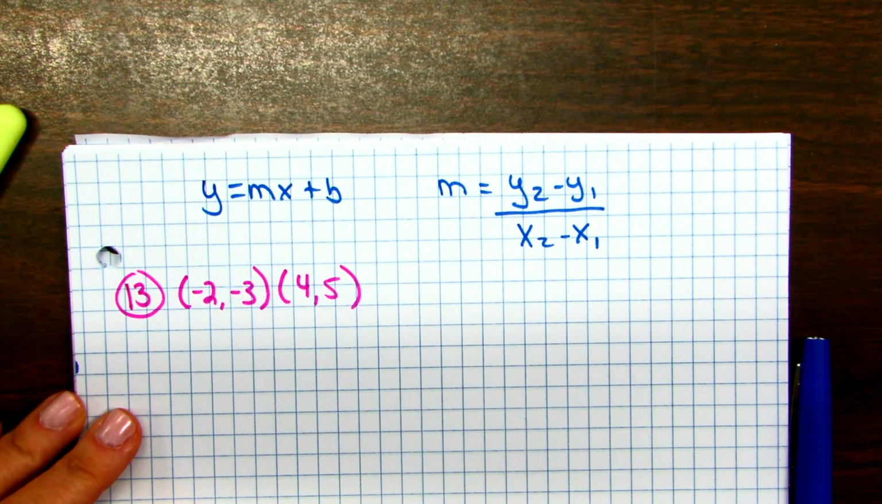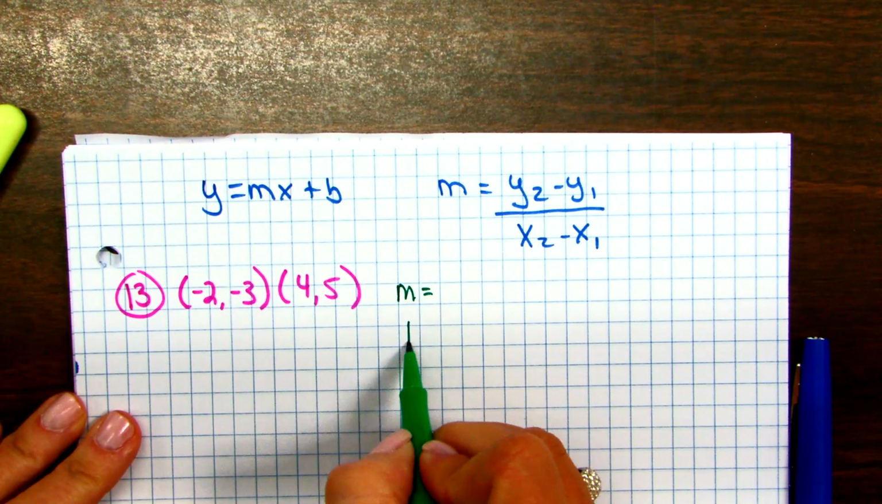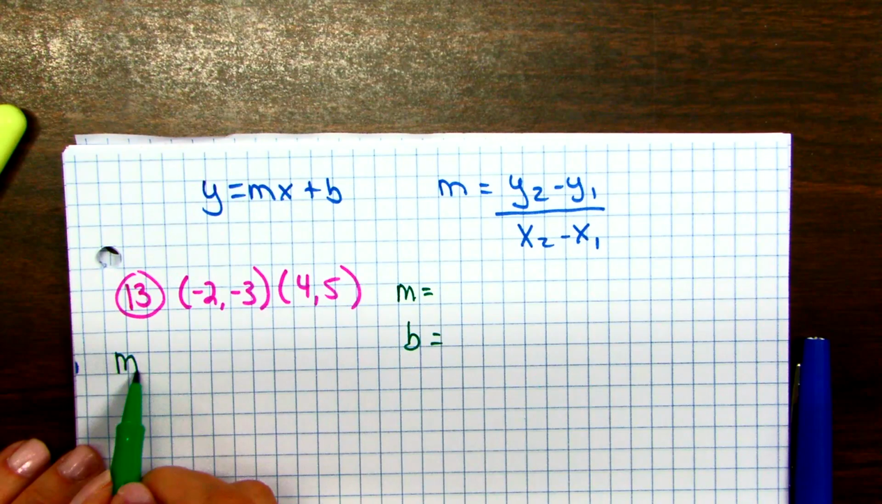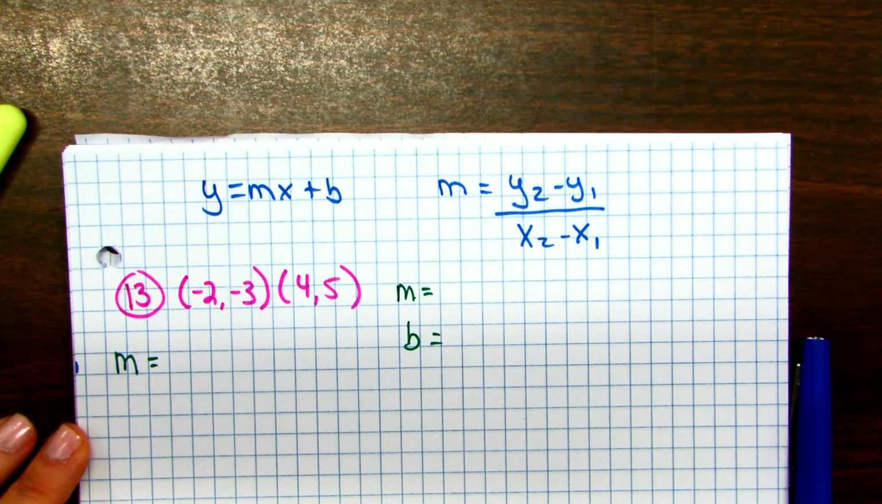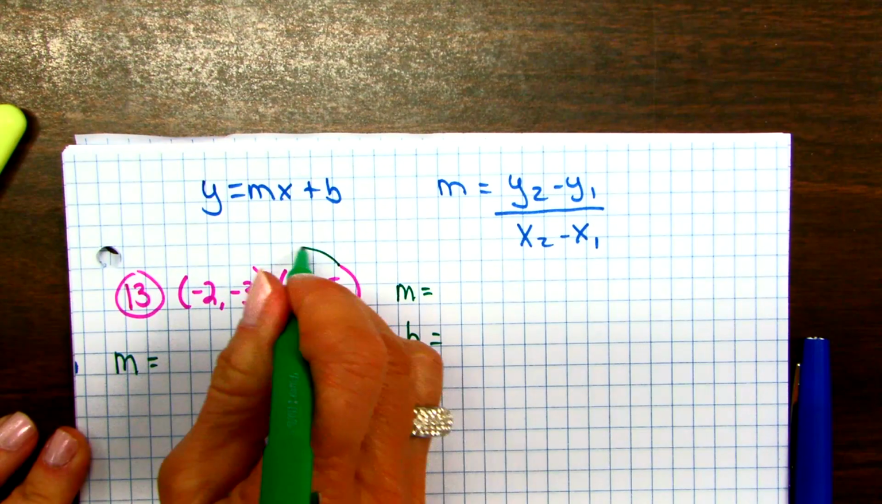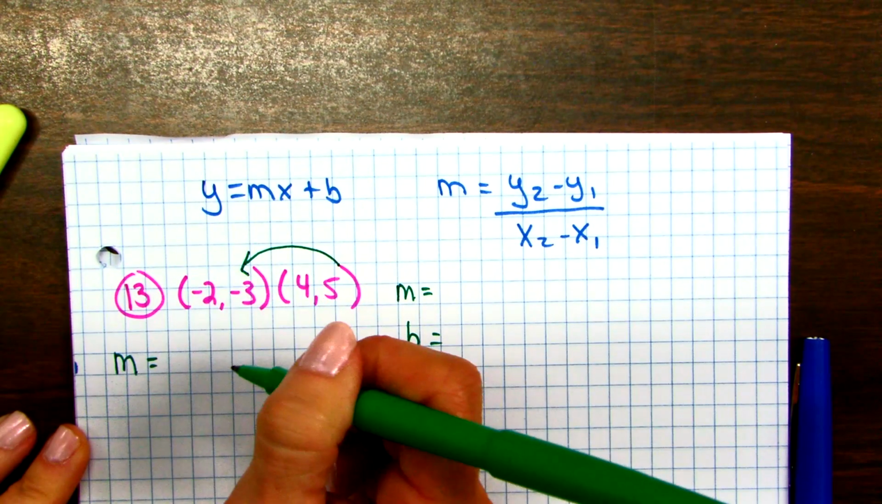All right, I need m and I need b. That's what I need. I don't have either. So how do I find it? I'm going to use my slope formula. Guys, this pattern isn't ever going to change. Second y minus the first y.